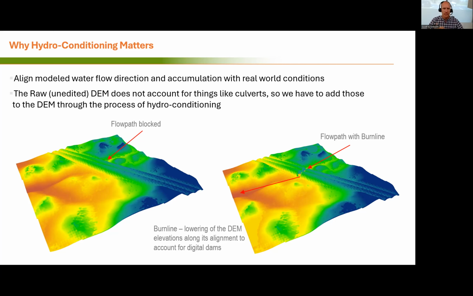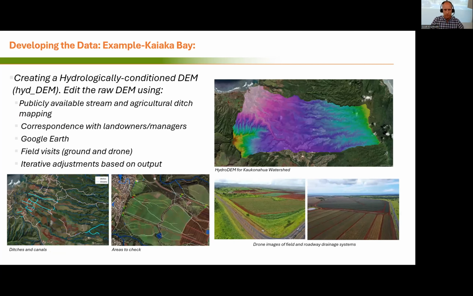So we're just trying to align our model data with real world conditions. That's what hydro conditioning does. And that again makes our input data for PTMApp much more accurate, which then allows our outputs to more accurately represent what's actually happening in the real world. So Derek, I think there's a few slides here where you go into a little bit more detail about the iterative process that you went through of hydro conditioning the watersheds that we've piloted.